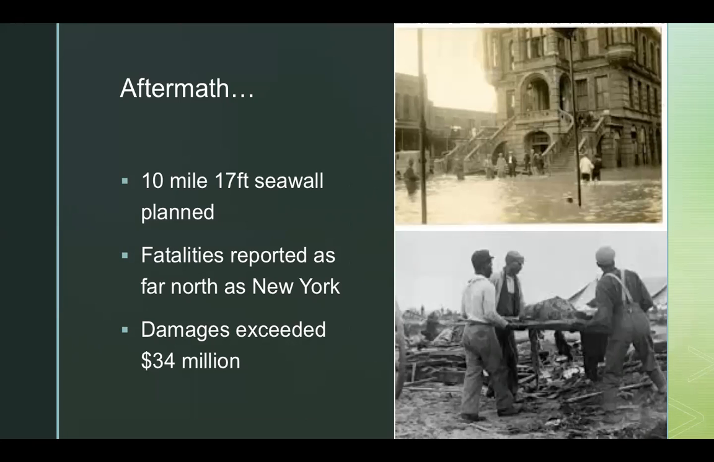And in the aftermath, a 10-mile, 17-foot seawall was planned to be put in place to protect Galveston, Texas. And there were fatalities reported in Illinois and even up as far north as New York, which is just mind-blowing, because if you think about today, fatalities aren't as prevalent, widespread across the US. And damages had exceeded upwards of $34 million in this time period.